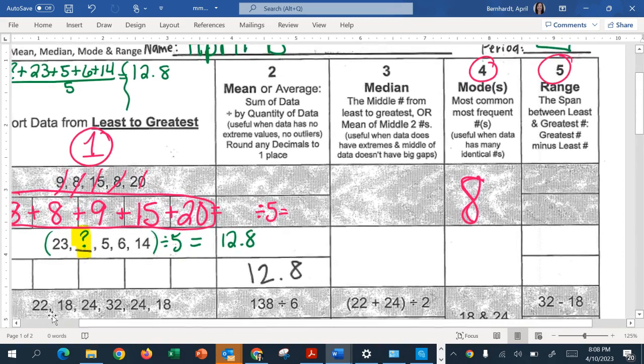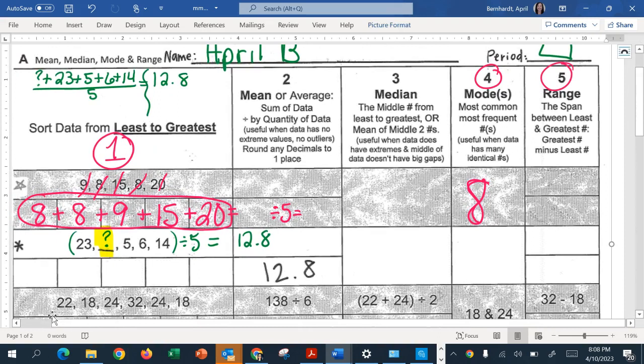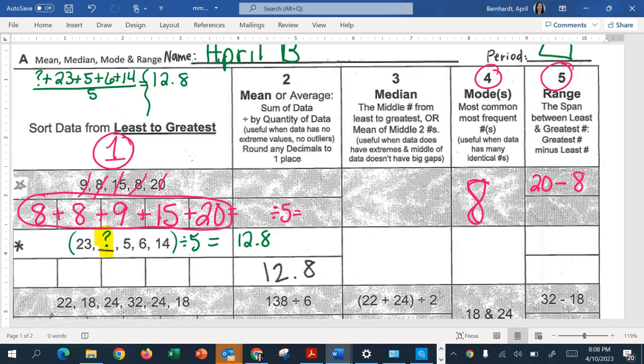If it asks to find the range, that's also pretty quick. Remember, range is our maximum number, in this case 20, subtracted by our minimum, which is 8. So 20 minus 8 is 12. The range of this data set is a span of 12.